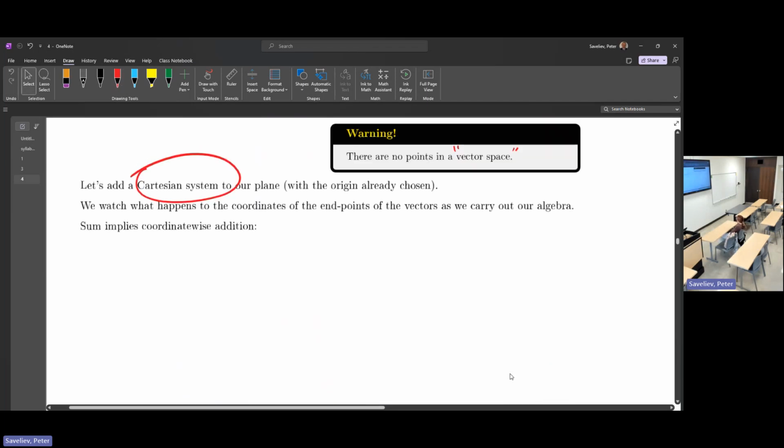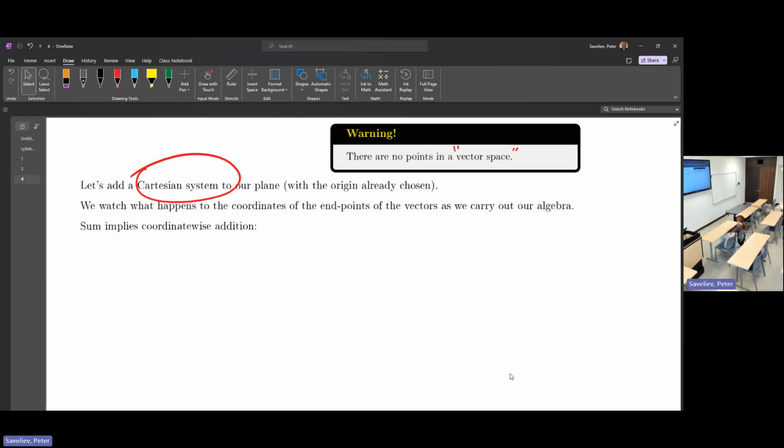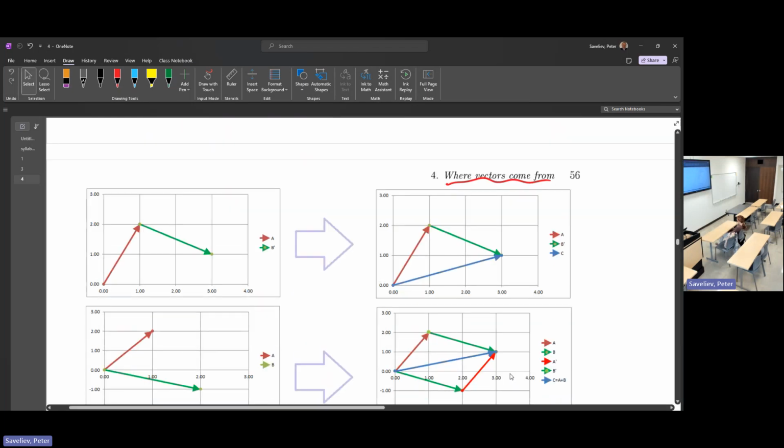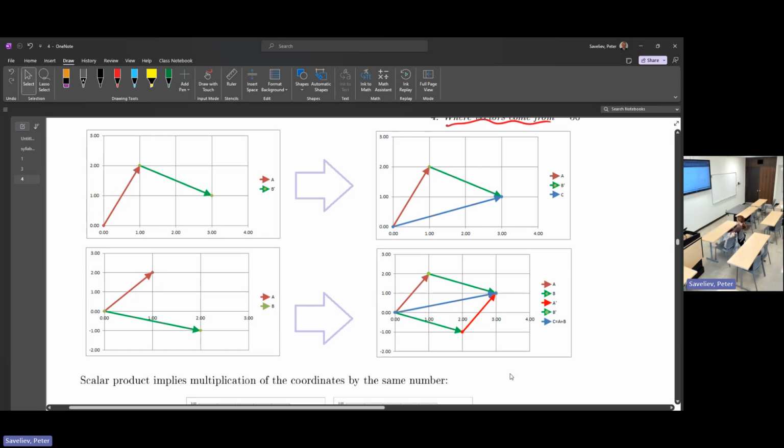But for now, what we developed is how to do algebra on the plane with drawings, and then how we might project that into high dimensions. And now what actually solves the problem for us is having a Cartesian system added to our plane, the grid. The origin has been chosen for a while, and now we're doing coordinate-wise addition. As you can see, whether we're doing the triangle or the parallelogram, the result is the same.